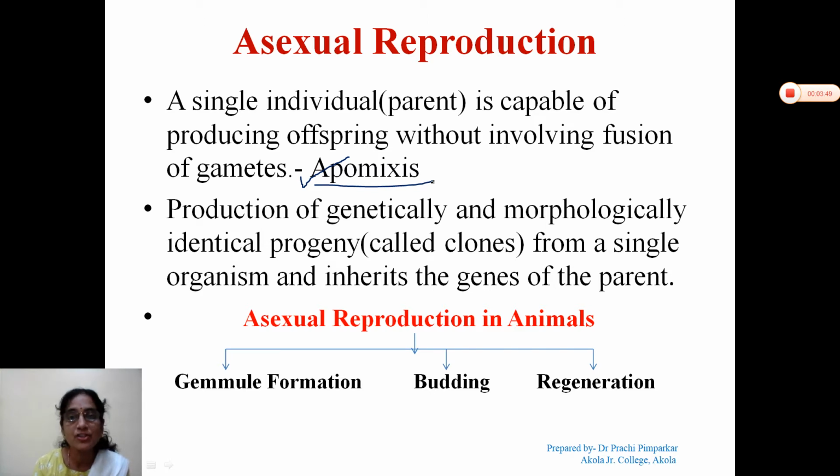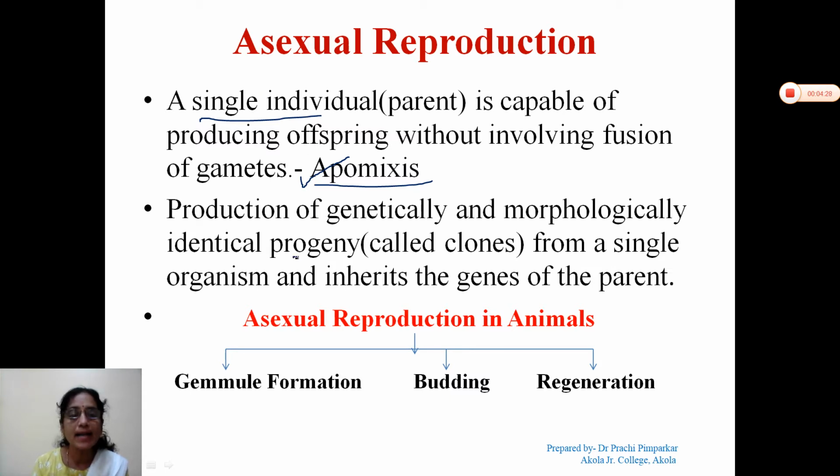In asexual reproduction, there is no union of gametes, no fusion of gametes, and no mixing of genetic material. A single individual produces new offspring, so only one parent is required. That is called asexual reproduction. When the new organism is produced from a single parent, the same genetic material present in the parent gets carried to the offspring. So the offspring are exactly similar to the parent, identical progeny.